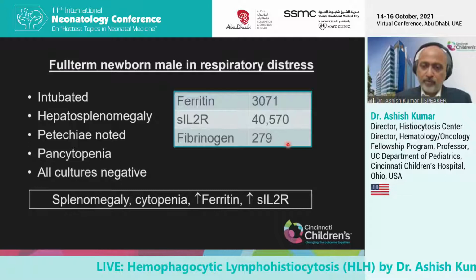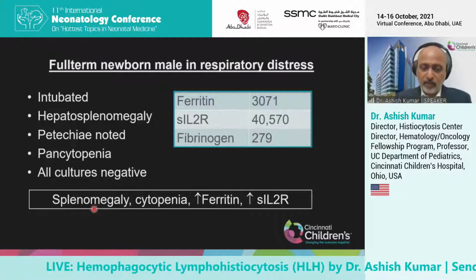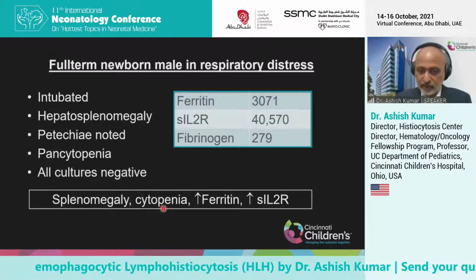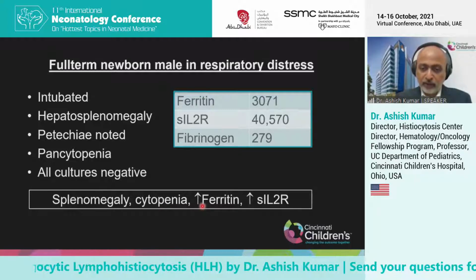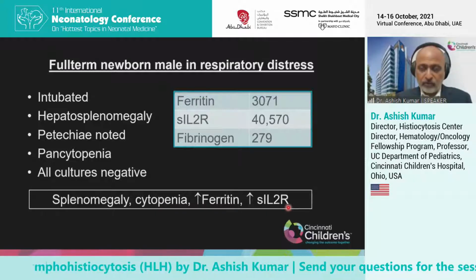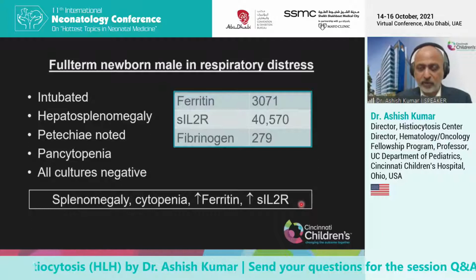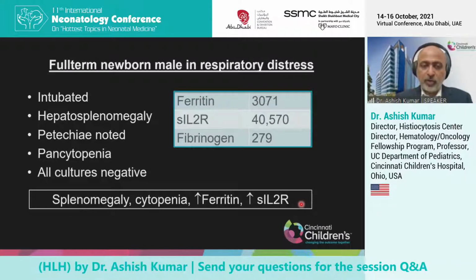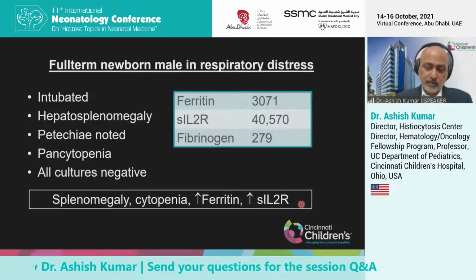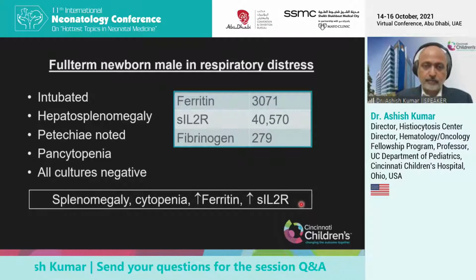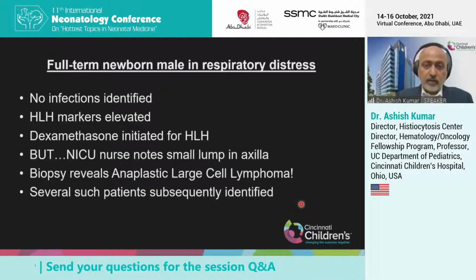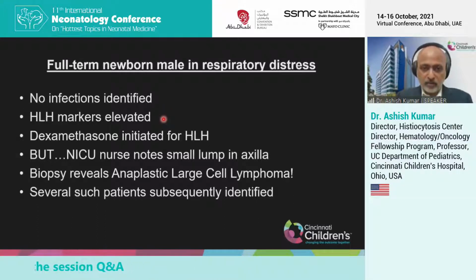So we have a baby now who has splenomegaly, which is one of the features, has cytopenias, pancytopenia, elevated ferritin, elevated soluble interleukin-2 receptor, and they saw hemophagocytosis in the bone marrow. And so he met the diagnostic criteria, and that's why they called us. Now, remember, no infections were found, and the HLH markers are elevated, so they initiated treatment with dexamethasone.